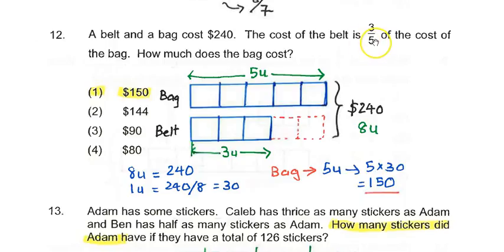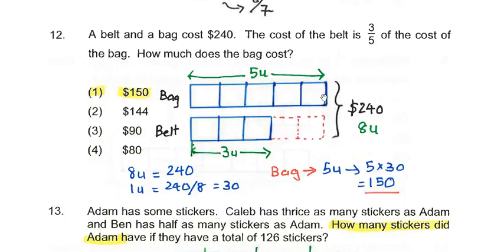It means the bag is 5 units, but the cost of the belt is 3 units. It can be represented this way. I draw the belt below, 3 units, 5 units. It is not 3 units over here and the bag over here is 2 units. This is totally wrong. 3/5 means 3 units out of the whole cost, out of 5 units.